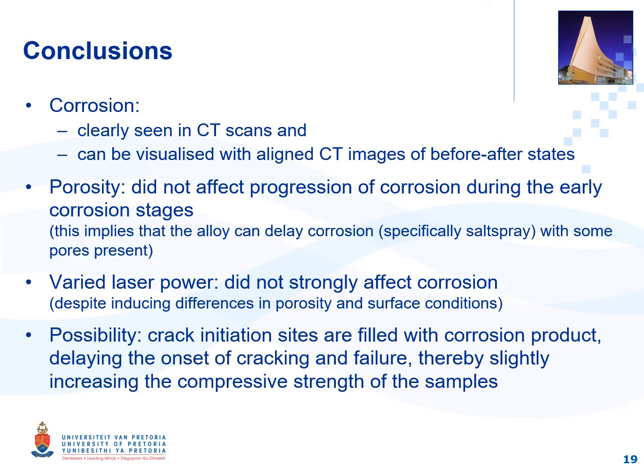From this project, it was concluded that corrosion can clearly be seen with CT scans and visualized with aligned slice images of before-after corrosion states. Porosity did not affect the corrosion during the early stages, namely the first 7 days, nor did the surface roughness have a great effect. The varied laser power did not strongly affect corrosion, despite inducing differences in porosity and surface conditions, and the possibility remains that crack initiation sites are filled with corrosion product, delaying the onset of cracking and failure, and thereby slightly increasing the compressive strength of the samples.